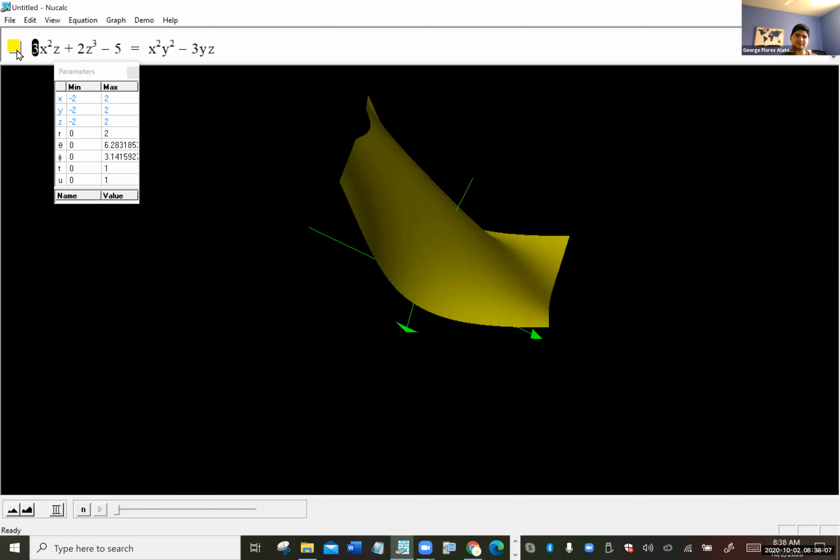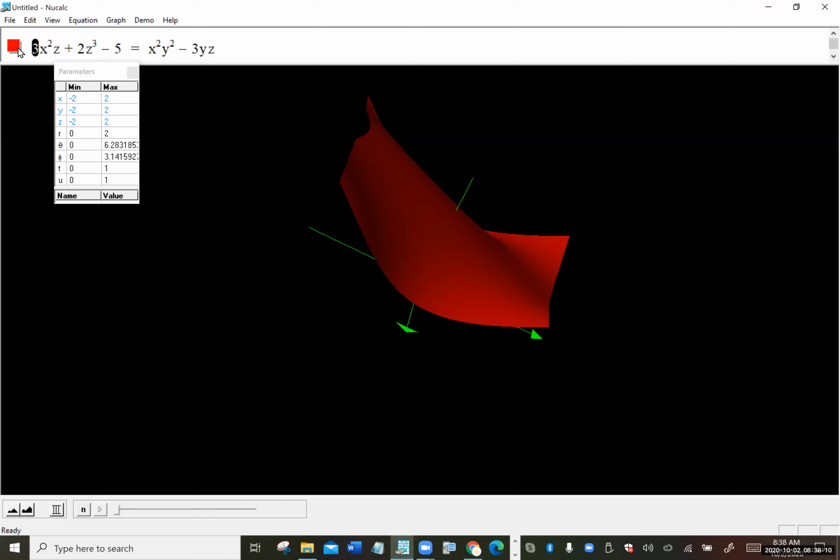Okay, I can change the color, you know. Ooh, what if I want red? Ooh, that's pretty. Purple. Ooh, okay.